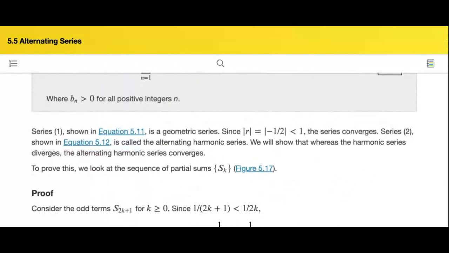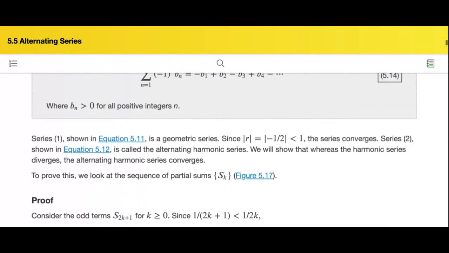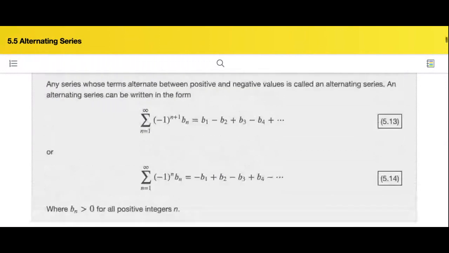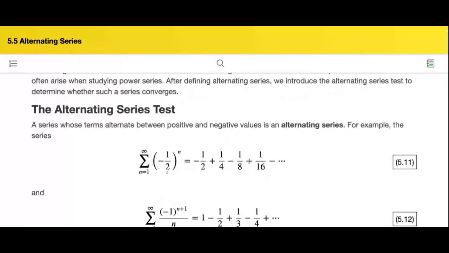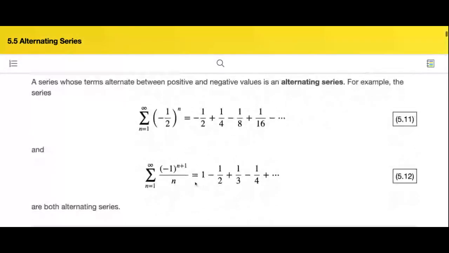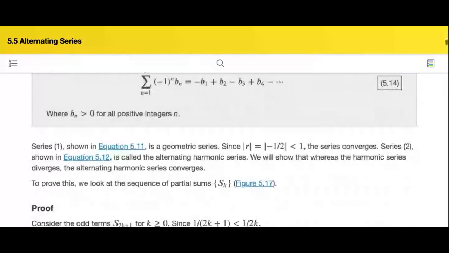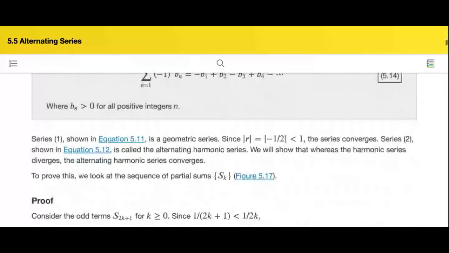So let's see the first one. This one, right? (-1/2)^n. So that's 5.11. So 5.11 is a geometric series. And the absolute value of the ratio, the absolute value of negative half, is less than 1. So it converges.